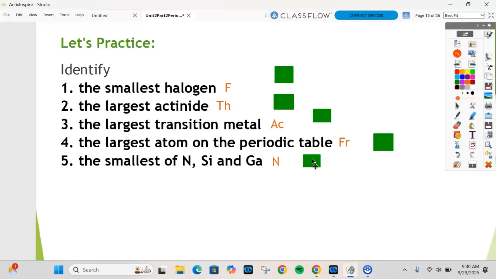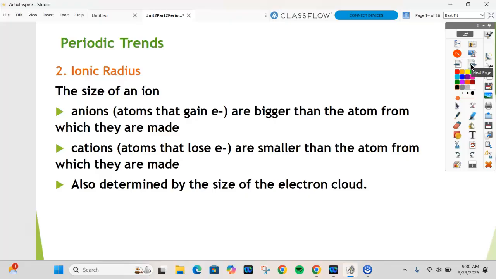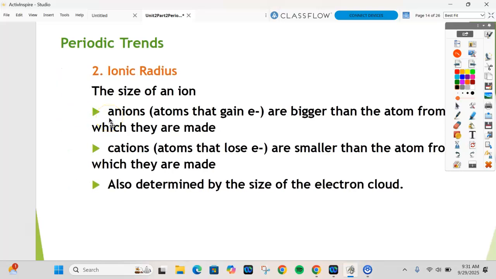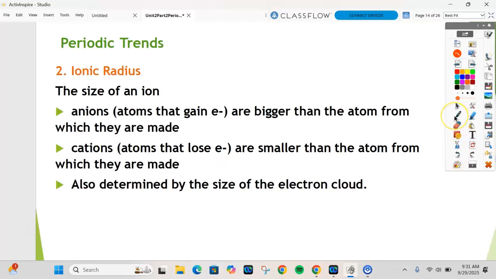But I also want to talk about another very similar trend that kind of goes hand in hand with this one, and that is ionic radius. So ionic radius is the size of an ion. Now, the general trend is the same when we're comparing ions to each other, but remember that we have two different types of ions. We've got anions and we've got cations.